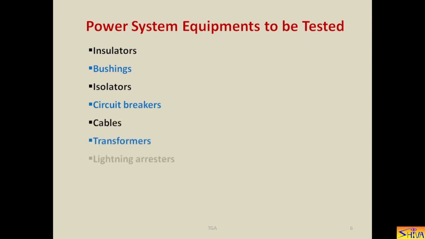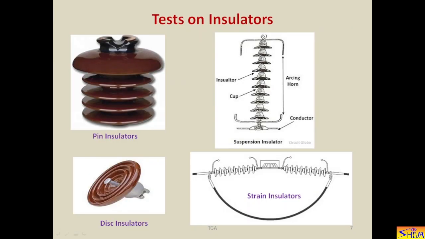Now let us see what are the different power system equipments which are tested. It is insulators, bushings, isolators, circuit breakers, cables, transformers, lightning arresters. These are different equipments which are tested. Power capacitor is also there. That is also tested for high voltage testing. So let us start with the test on insulators.